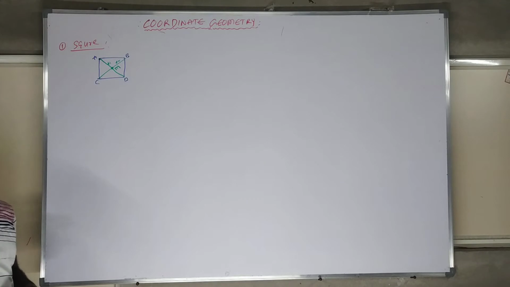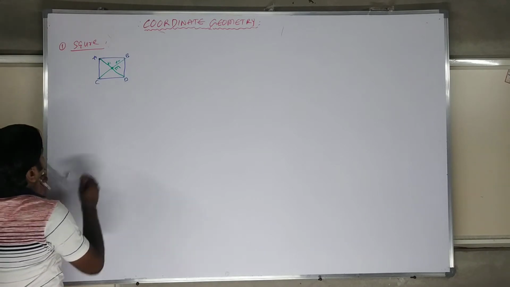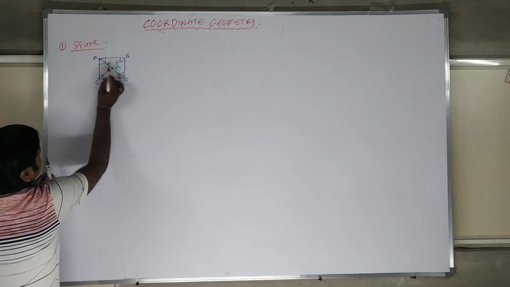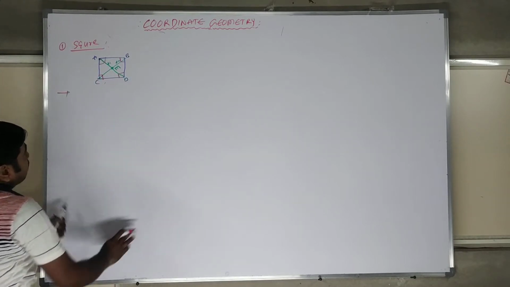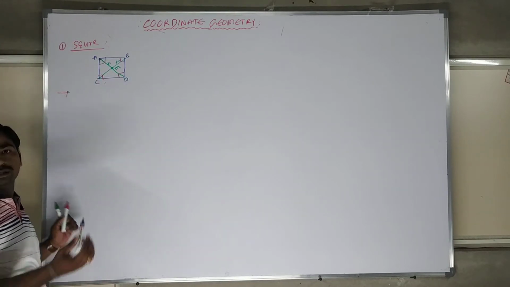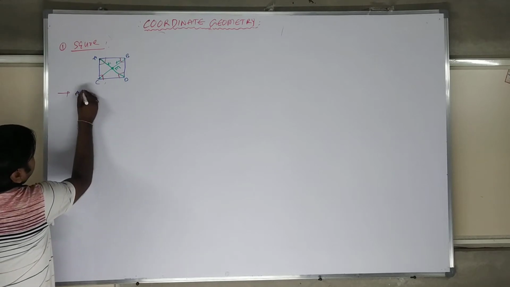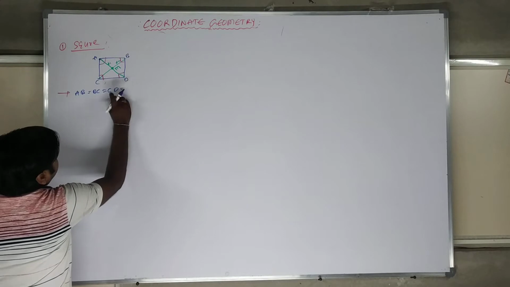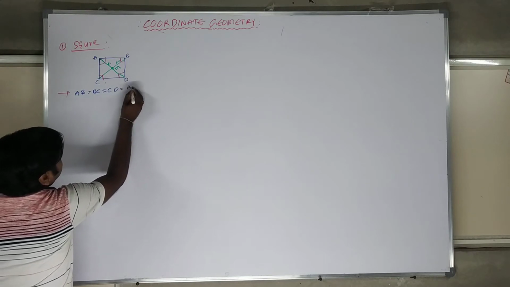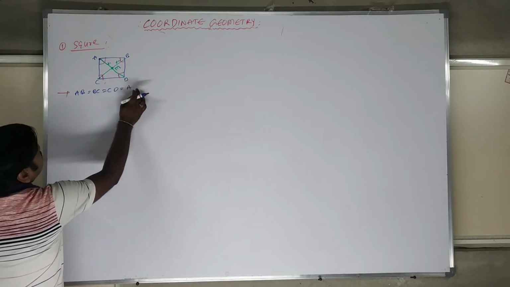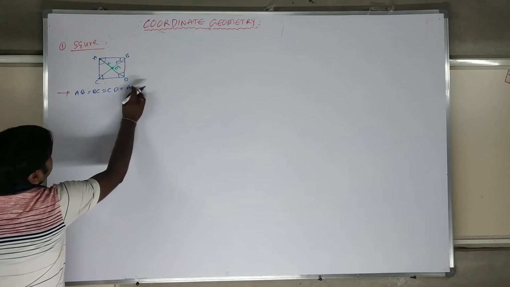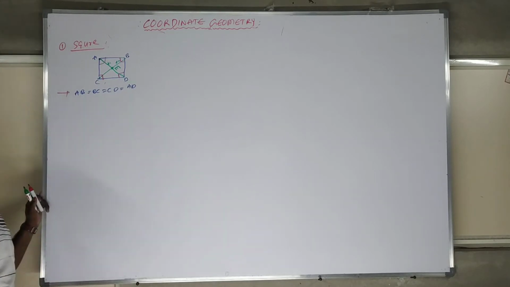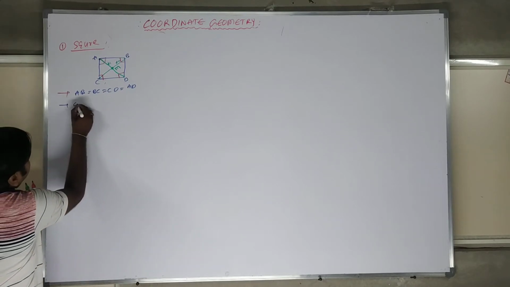What is the condition to get a square? In a square all angles are 90 degrees. Square means all sides are the same. First condition: AB, BC, CD and DA, all sides will be the same. The distance is the same.